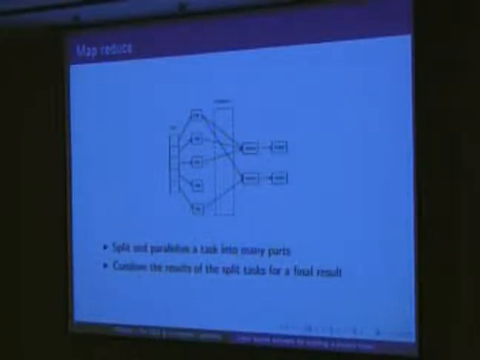Okay, so the next thing, once you've decided on a data management strategy, you have to look at what your Mapreduce strategy is, right? So I think most people here know what Mapreduce is, but we'll just overview it a little bit. It allows you to split and parallelize a task into many parts, right? And once you've computed the individual parts, it allows you to combine the results back for a final result.